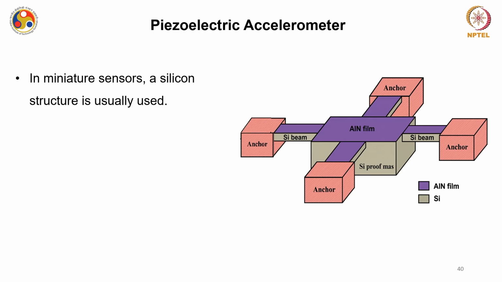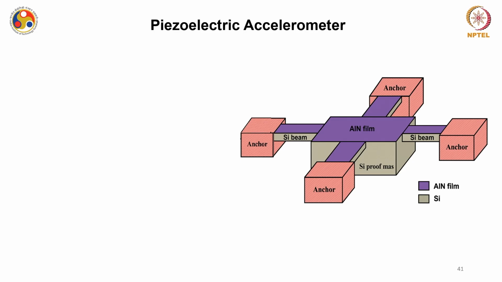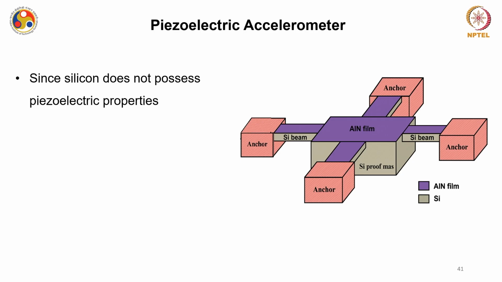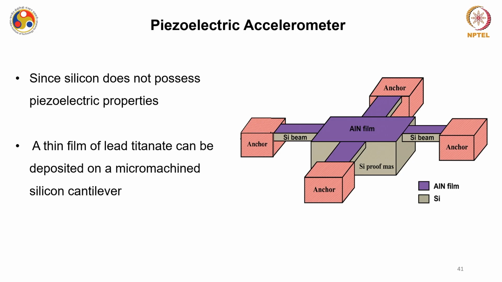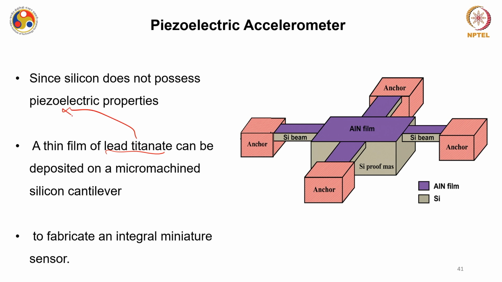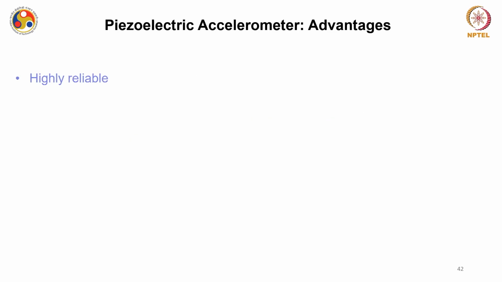In a miniaturized sensor, a silicon structure can also be used. However, silicon doesn't have piezoelectric property. So basically a thin film of lead titanate can be deposited on a micromachined silicon cantilever, and this lead titanate can provide a piezoelectric property. So you have this piezoelectric accelerometer on which this material is deposited, and when you talk about these thin film kinds of devices, they are very miniaturized devices.